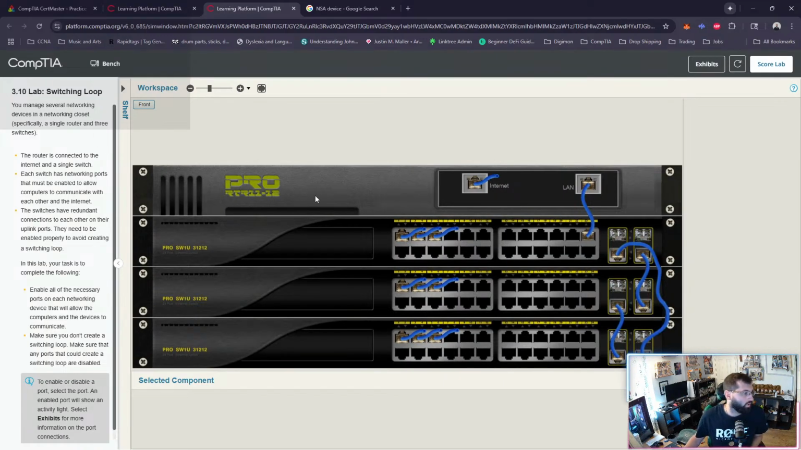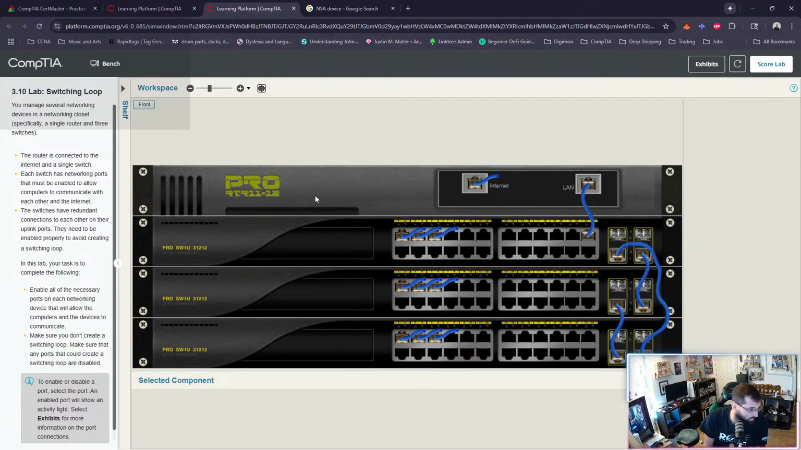Okay, let's see what's going on. You manage several network devices in a network closet, specifically a single router and 3 switches. The router is connected to the internet and a single switch. Each switch has network ports that must be enabled to allow computers to communicate with each other and the network. The switches have redundant connections to each other, uplink ports. They need to be enabled properly to avoid creating switch looping.